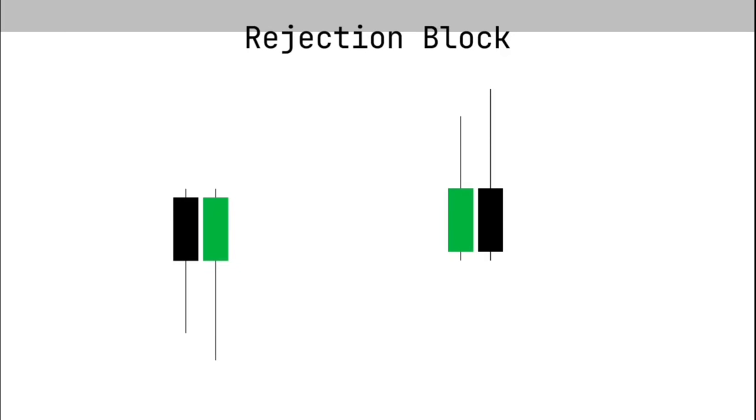level, an order block, or a rejection block, it is essentially the same concept, but displayed differently depending on the time frame you are viewing on the chart. Let's understand how to identify a rejection block.